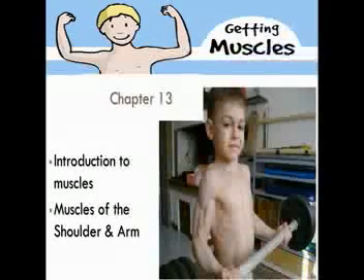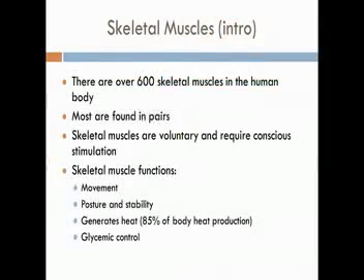Welcome to Chapter 13, our lecture on Introduction to Muscles, as well as muscles of the shoulder and arm. Little introduction: there are over 600 skeletal muscles in the human body. Most of these muscles are found in pairs. So where there's a left, there's typically a right. The body's pretty symmetrical that way.